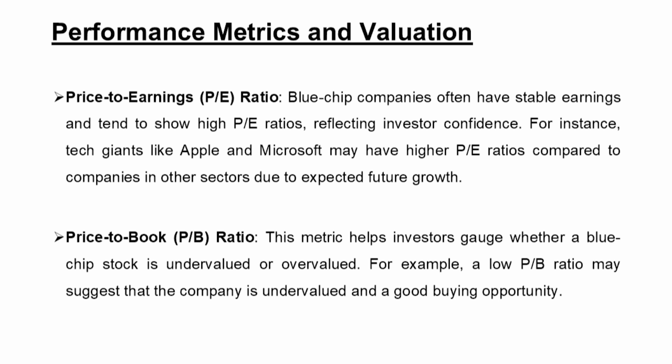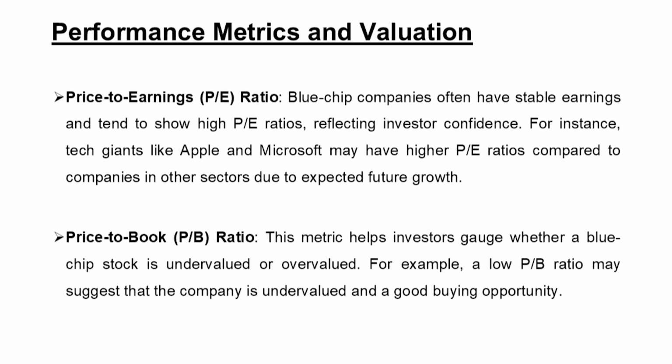Then price to book ratio is also a performance metric and valuation criterion for the blue chip company. This metric basically helps the investor to understand whether the blue chip company is undervalued or overvalued and take a decision on the basis of this particular information. For example, if there is a low price to book ratio, that means the company is undervalued, and in such a case buying the stocks of such a company may be beneficial for the investor in the future, and the vice versa condition may also be there.